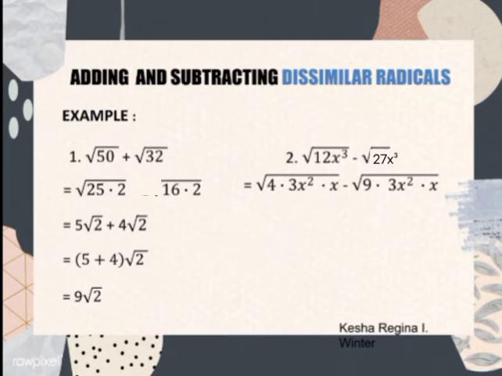Simplify. Square root of 4 will be 2. Square root of x squared will be x. So square root of 3x will be left. Square root of 9 will be 3. Square root of x squared will be x. And square root of 3x will be left. It is now similar. Now combine. We have 2x minus 3x.